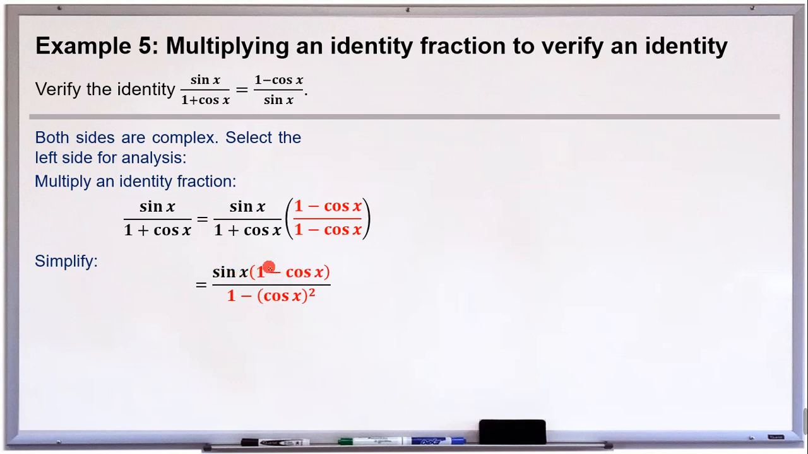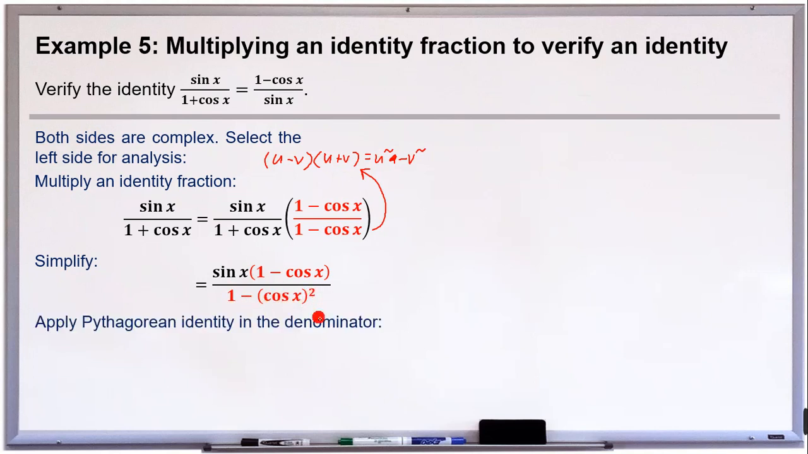Whereas in the denominator, since both are binomials and they only differ in the sign that separates the two terms, we can use the sum and difference of two terms, that is u minus v multiplied by u plus v. So the result here is u squared minus v squared. So I have here 1 minus cosine x squared.